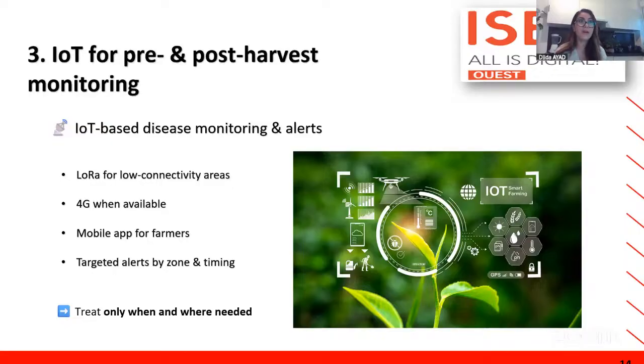The system sends precise alerts such as: north field, high early blight risk in 8 days, for example. So the farmer can then treat only the affected area at the right time with the appropriate product. So we can treat only when and where needed.